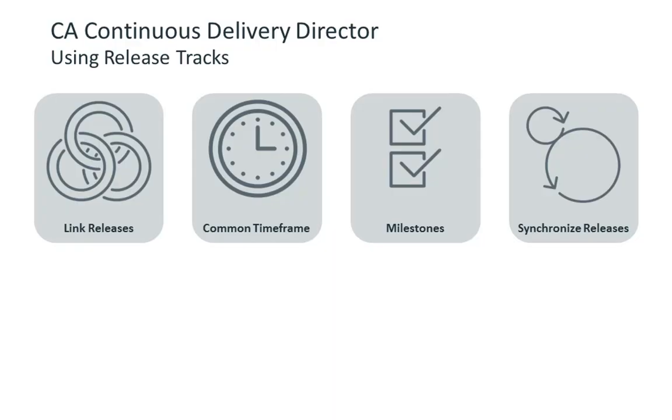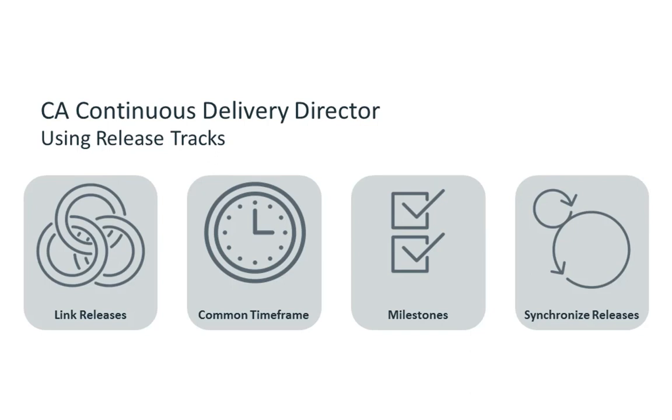Today we're going to talk about the Release Tracks feature in CA Continuous Delivery Director, or CDD for short. You can use release tracks to bundle several releases into tracks to deliver all the bundled releases into production at the same time. This is a great feature to use when you are releasing an application along with a platform upgrade or multiple dependent microservices.